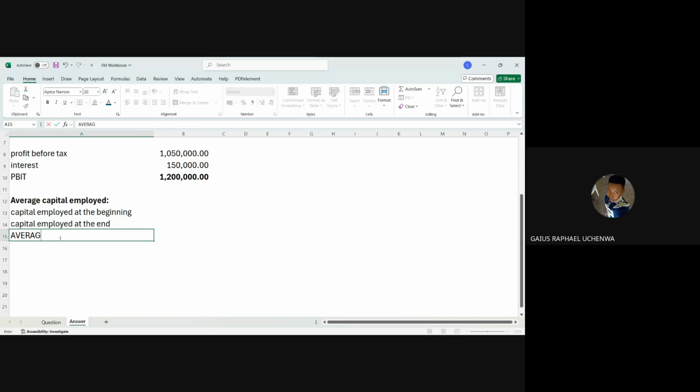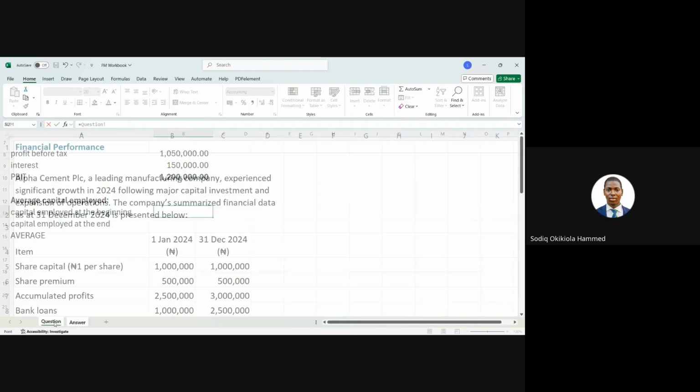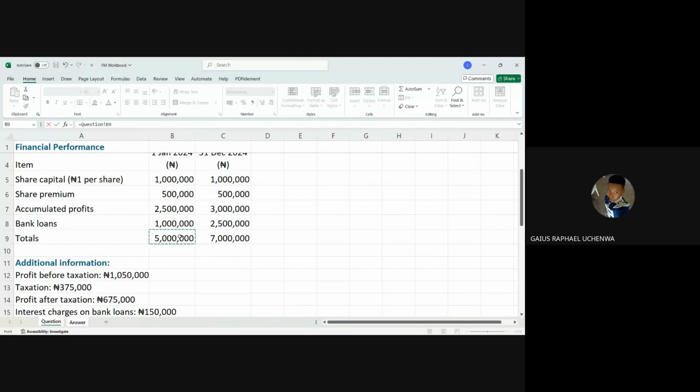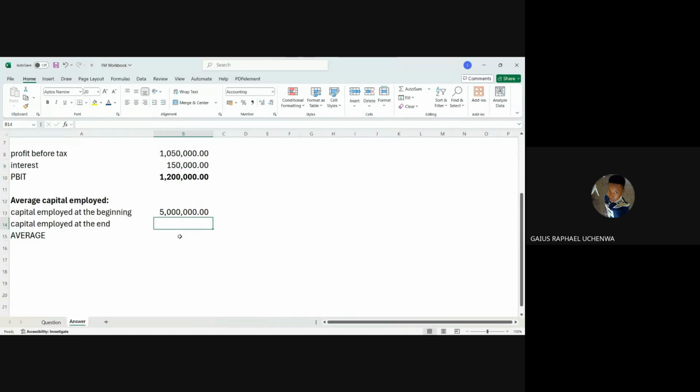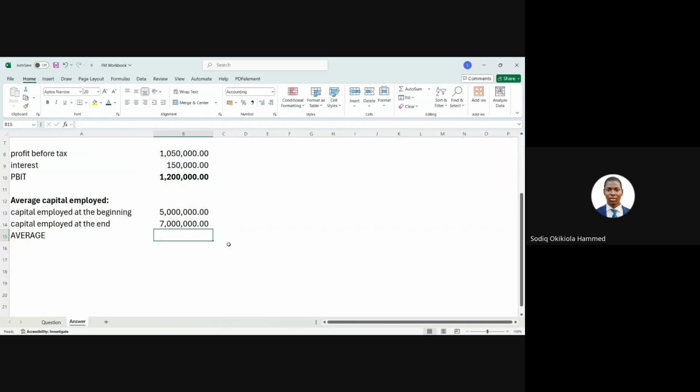Albania. You ever been? Nope. I can say my average. So capital employed at the beginning, 5,000. Please, who is that? Can you unmute yourself? So capital employed at the end, which is 7 million.